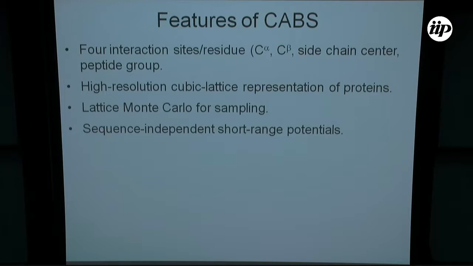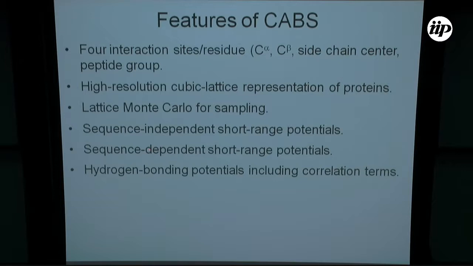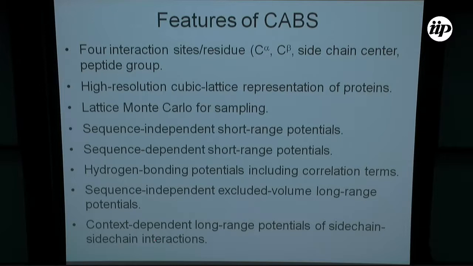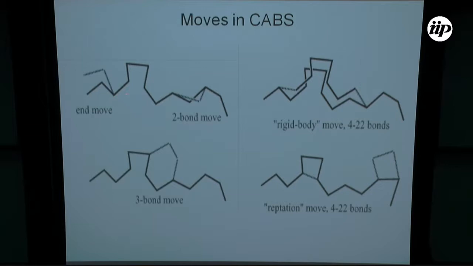As for the potentials, there are sequence-independent short-range potentials which essentially prevent the C alpha virtual bond from being too short or too long, and so on. Sequence-dependent short-range potentials, so these are the real potentials, hydrogen bonding potentials, and sequence-independent excluded volume long-range potentials, so that two side chains, for example, don't collapse on each other, and context-dependent long-range potentials, or side chain interactions, which really make the protein. Of course, to run Monte Carlo, they needed to design some more collective moves than just a single bead move. And this is a glance at the sequence-independent short-range potentials.